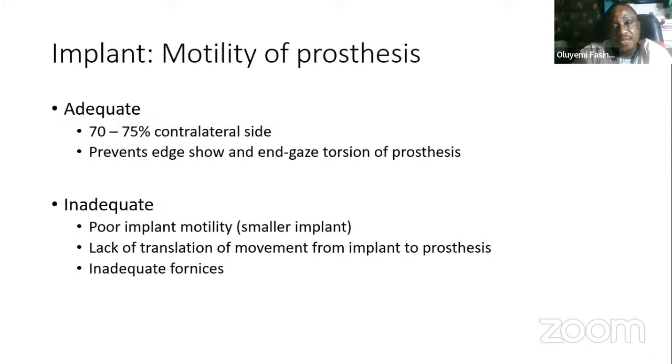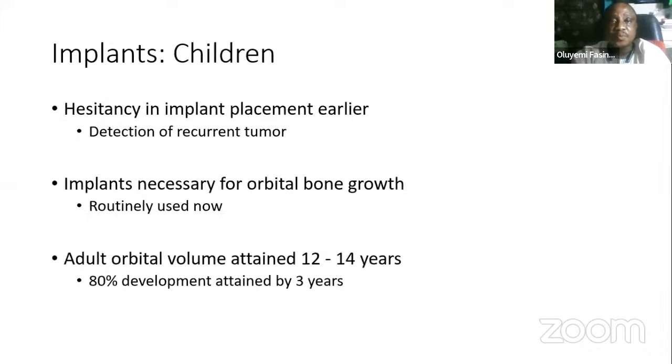So this can be due to either the implant being a small sized implant, so that there's a great measure of space between the prosthesis and the implant. As such, the movement of the prosthesis is not adequate, or there could be lack of direct translation of movement between the implants and the prosthesis. This is going to be much higher in the buried implants compared to the buried integrated implants, or where there's a large sized implant with crowding of the fornices so that the fornix becomes inadequate. This also leads to reduced motility or mobility of the prosthesis post-operatively.